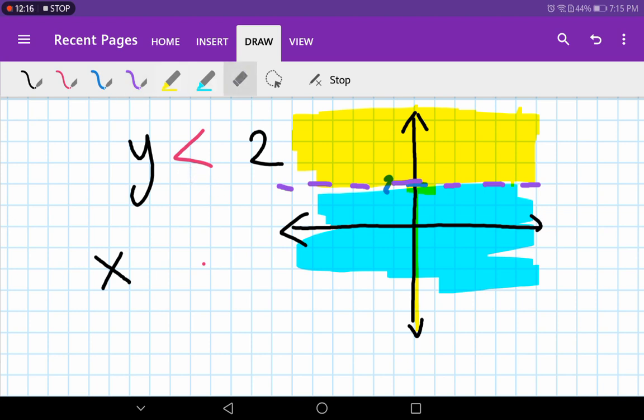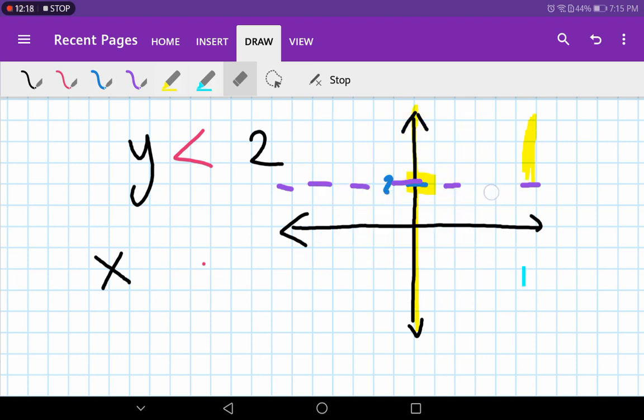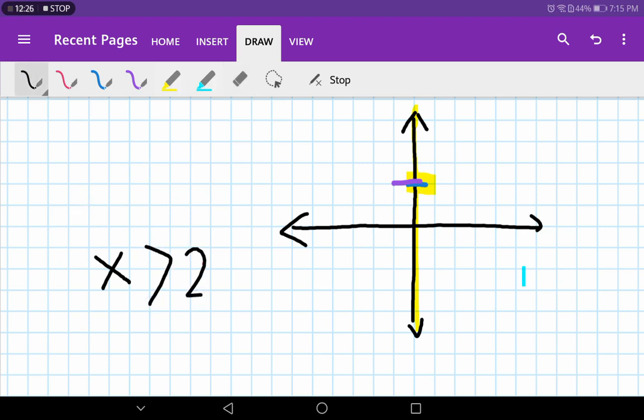Okay, now let us come back to the x part. X greater than 2. Yazan said we have to move in the x-axis. Yes, this is the 2. And we draw this line. Sorry, it is dashes also, remember, because there is no equal sign.